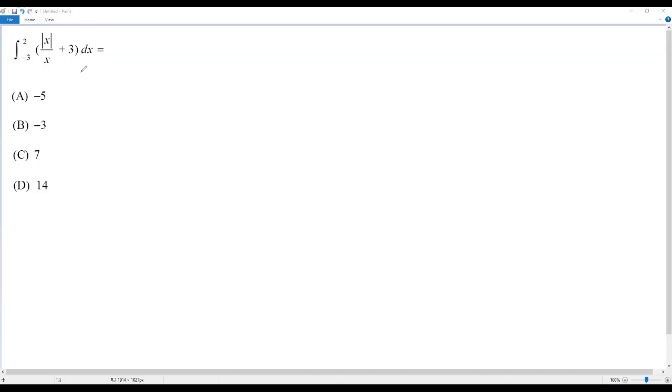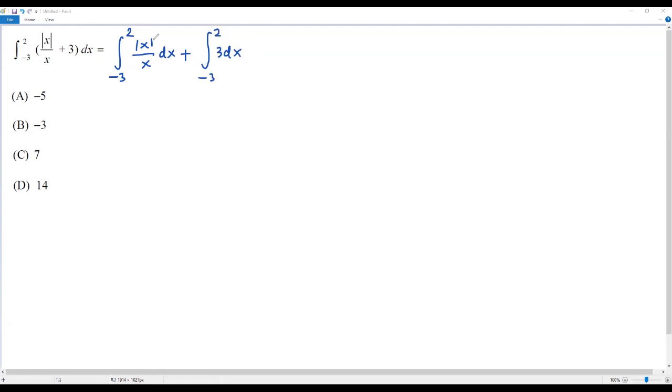Now what I'm going to do is consider the integrand we have over here. In the integrand we have addition of two terms, that is absolute value of x divided by x, plus 3. Since we have addition of two terms in the integrand, we can take the different integrals separately and add the two integrals, that is the integral from negative 3 to 2 of absolute value of x over x dx, plus the integral from negative 3 to 2 of 3 dx.